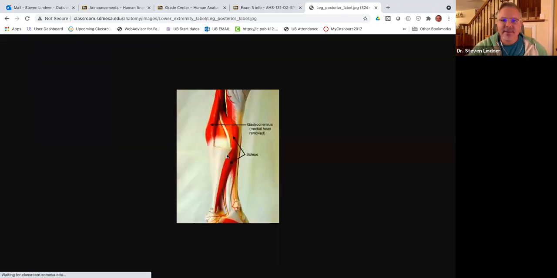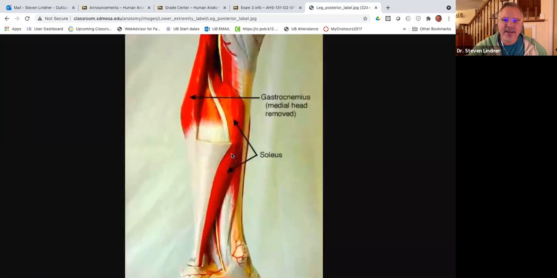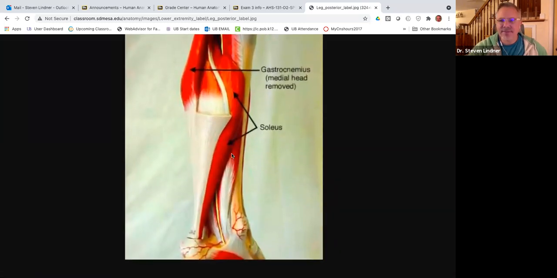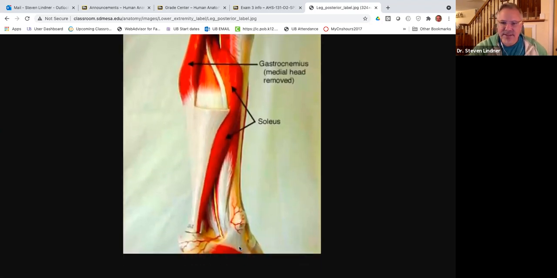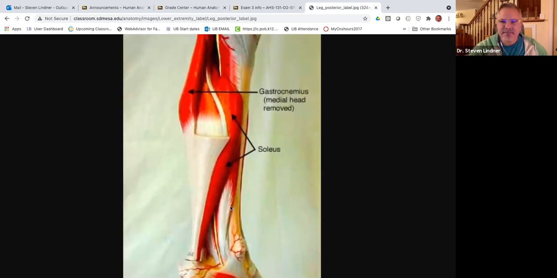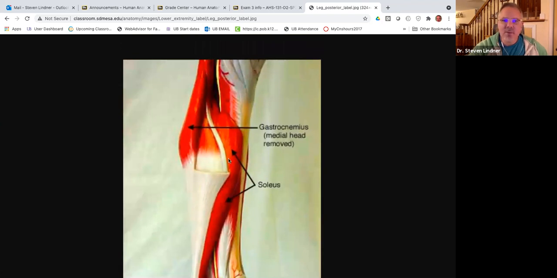Let's look at the posterior leg, and we're looking at it from the medial aspect. Here's the medial malleolus. Here's the calcaneus. What is dissected away here is the medial gastrocnemius, right? The medial head of the gastrocnemius. Here is the lateral head, but it says here the medial head was removed, which would be here.